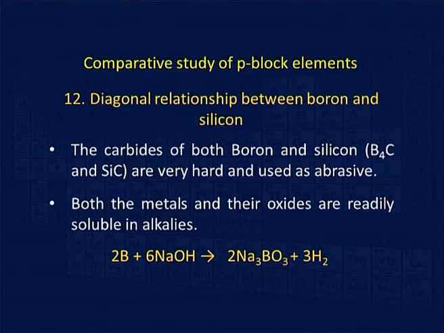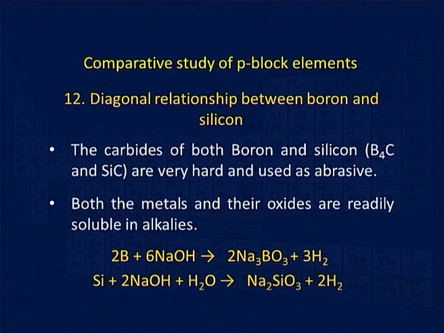Both the metals and their oxides are readily soluble in alkalis. This is the solubility of boron in sodium hydroxide, the strong alkali, and it is the solubility for the silicon in sodium hydroxide. It is forming Na2SiO3.